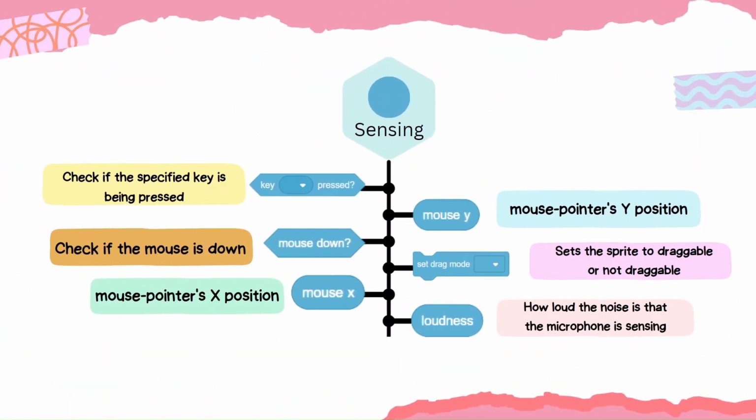Moving ahead, we have some other blocks such as key pressed. It checks if a specified key is being pressed. Then mouse down and mouse x. We can get our mouse pointer's y position and x position. Then we have drag mode as well. And then comes loudness, which tells how loud the noise is that the microphone is sensing, because once we speak, it will also detect. As I showed you in the start, we created the voice assistant, right? There we used these sensing blocks so that our virtual assistant can detect our own voice. So this is how we are going to use all these blocks.